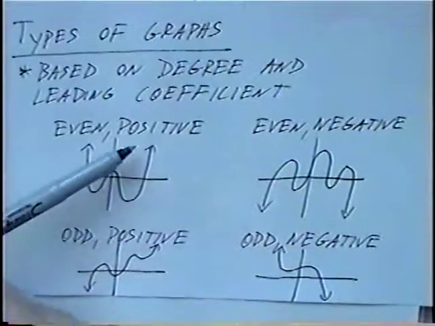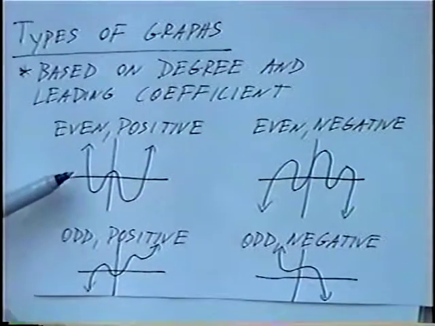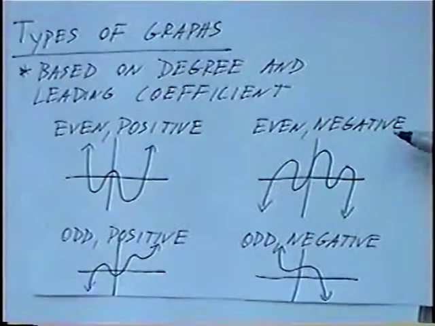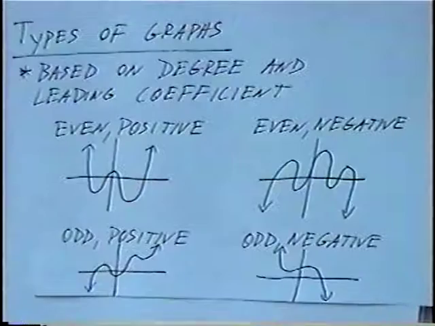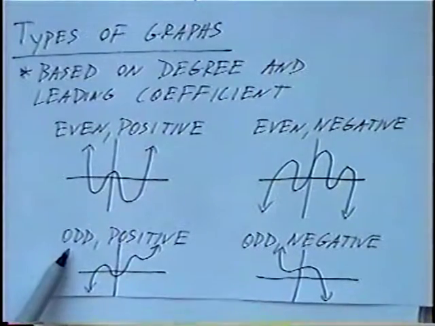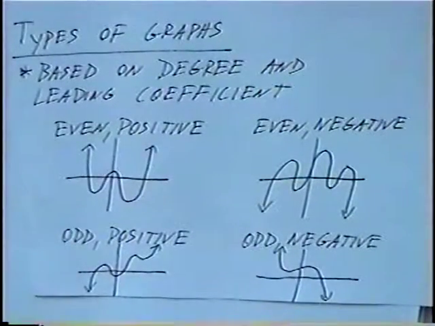If it's a positive leading coefficient, a positive number, both sides will point up. If it's a negative leading coefficient or negative number, both sides will point down. And likewise for an odd function. Odd again means an odd degree, like 3, 5, 7, or 9.